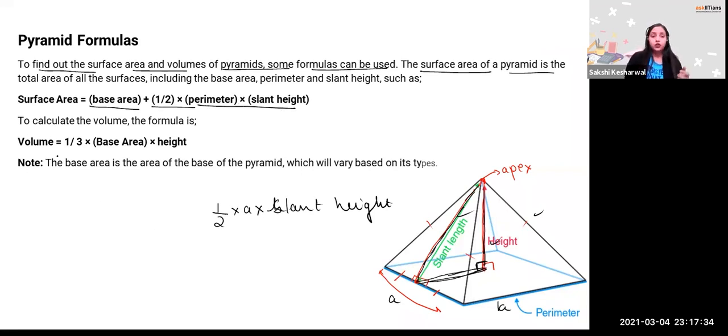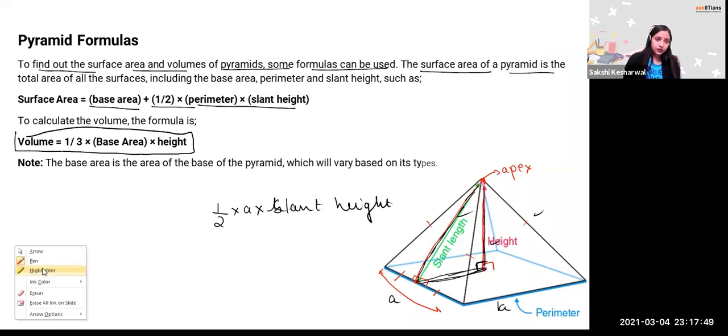Now, what is the volume? Volume is like this, because the derivation of the volume is a little bit different, right? Here the limits is used. So the volume of the pyramid is given by 1 by 3 into base area into height. That you have to memorize, right? We cannot give the derivation right now. Okay, so what are the formulas we have got? Surface area is equal to base area plus half the perimeter into slant height. And the volume is equal to 1 by 3 into base area into height.